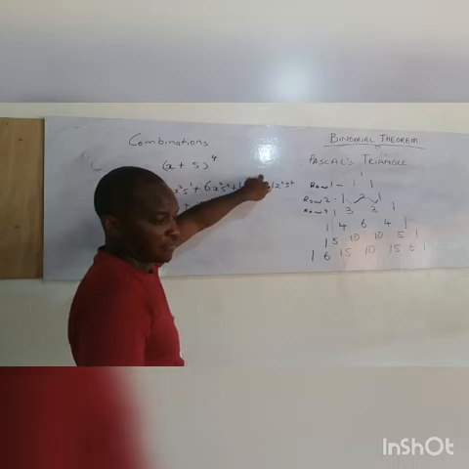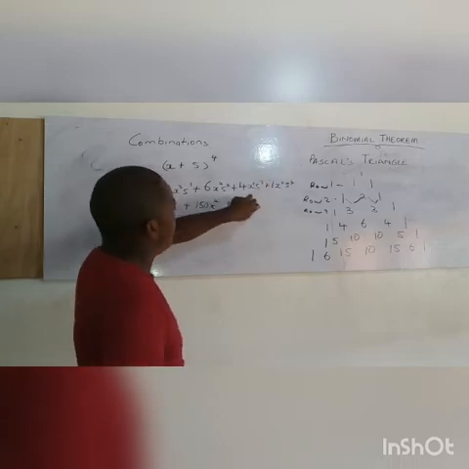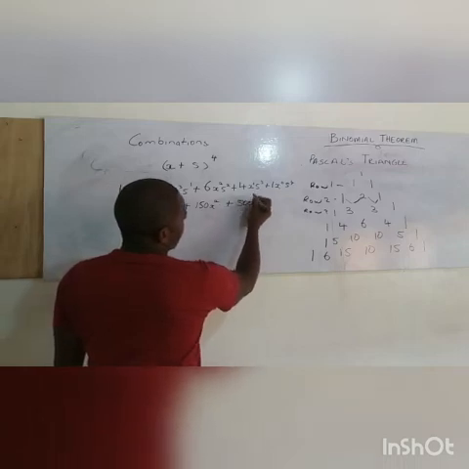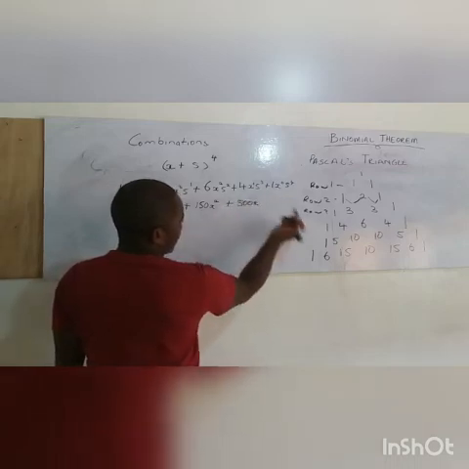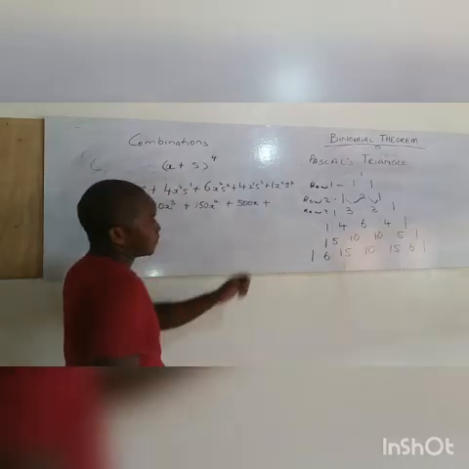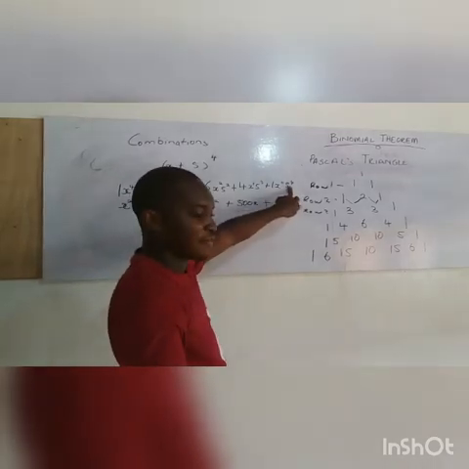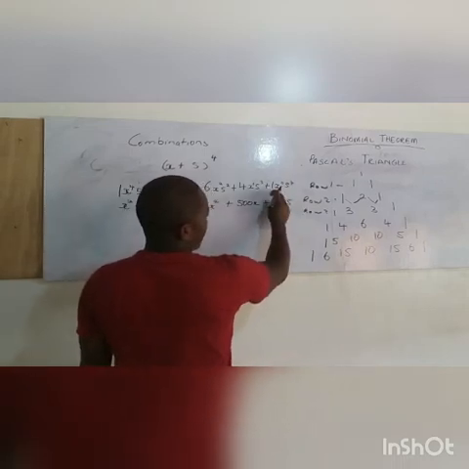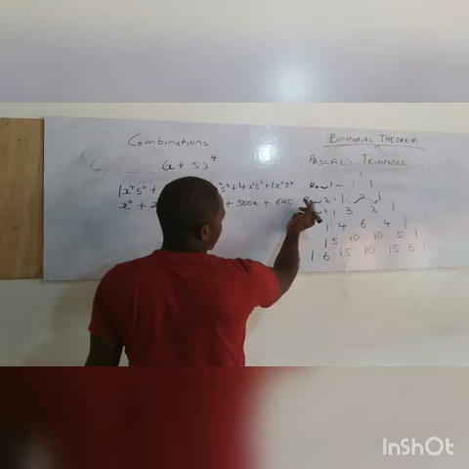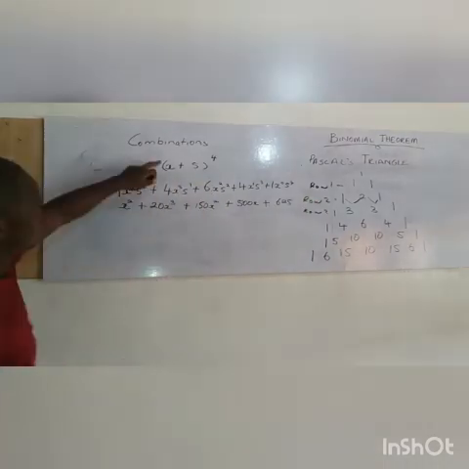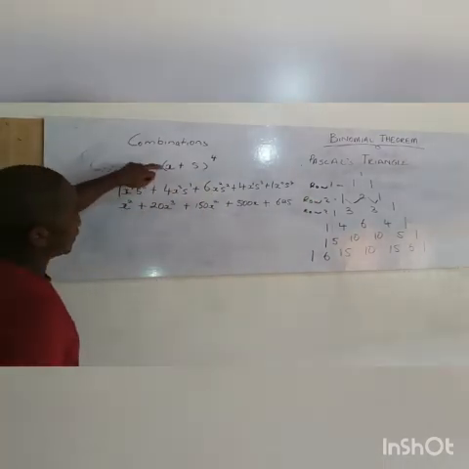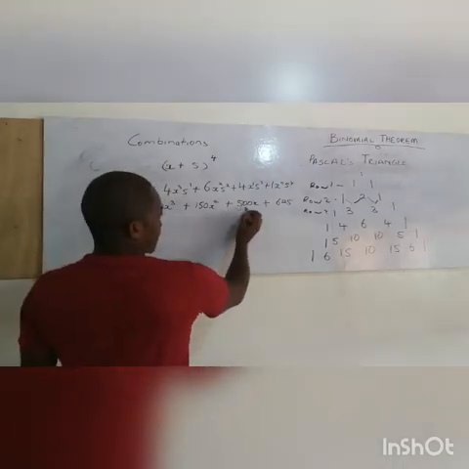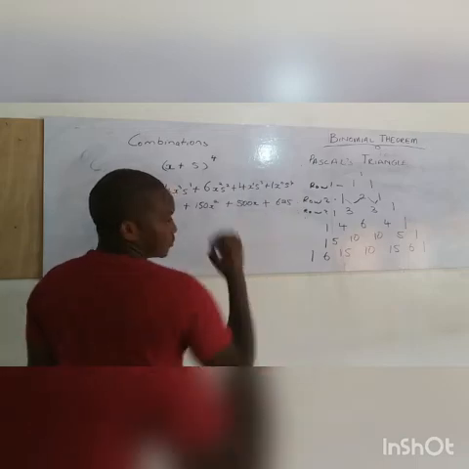5 cubed. 5 times 5 times 5, that will be 125 times 4, that will be 500x, plus 5 to the 4th, 5 times 5 times 5 times 5, that's 625. Now x is raised to the power 0, so that is 1. So using Pascal's triangle, we've expanded this, and this is what it has given us: x to the 4 plus 20x cubed plus 150x squared plus 500x plus 625.